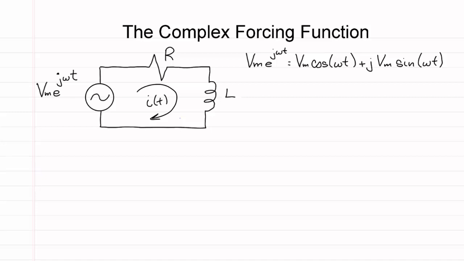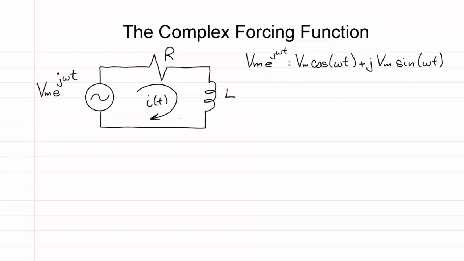Now we would like to apply the complex forcing function V sub m e to the j omega t to our circuit and find the current that flows through it. In particular, we'd like to find the real output due to this complex input. Recall that V m e to the j omega t, using Euler's identity, can be expanded to be equal to Vm cos omega t plus j Vm sine omega t.